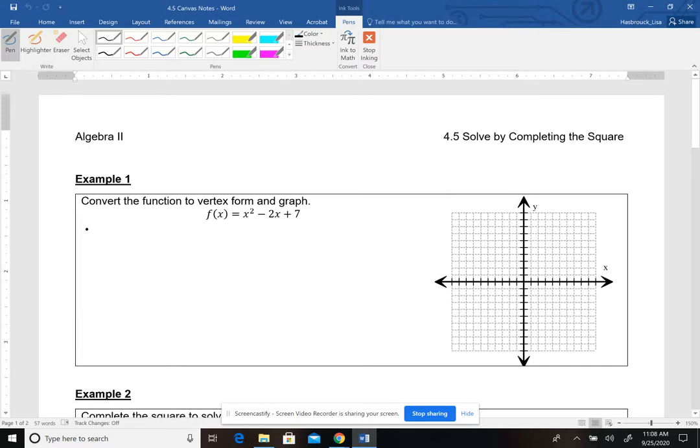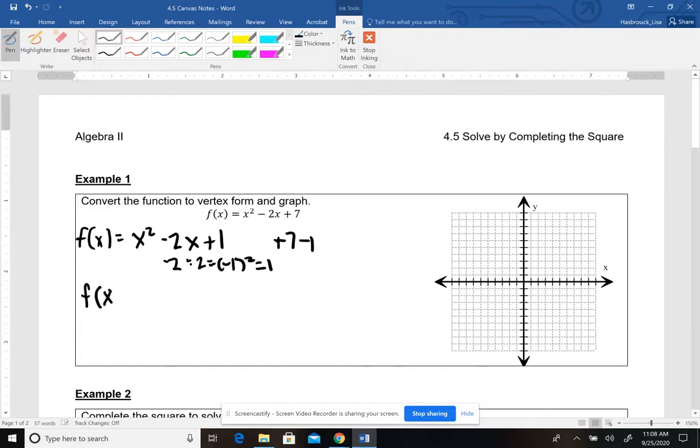So I'm going to start by splitting this up. f of x equals x squared minus 2x on the left and put plus 7 a little bit further to the right. Now I'm going to take that middle term, negative 2, divide it by 2 to get negative 1, and then square it to get a positive 1. This 1 is going to be next to the minus 2x. If I add 1 there on the left, on the right I need to subtract 1.